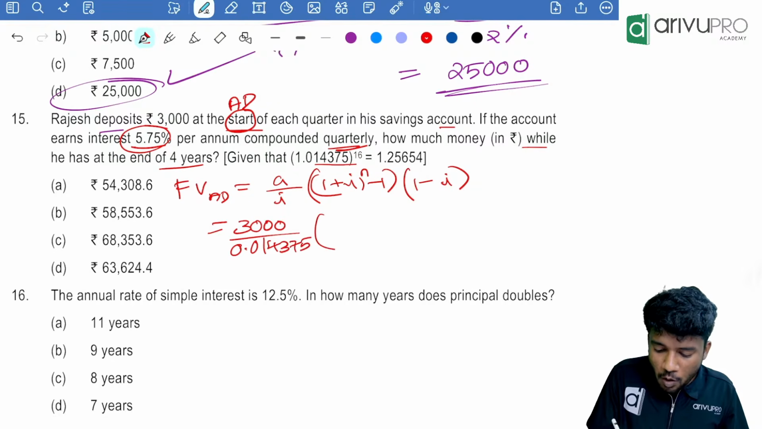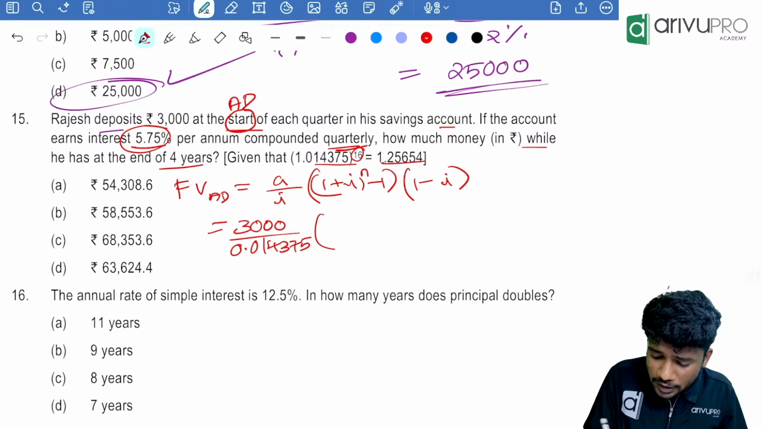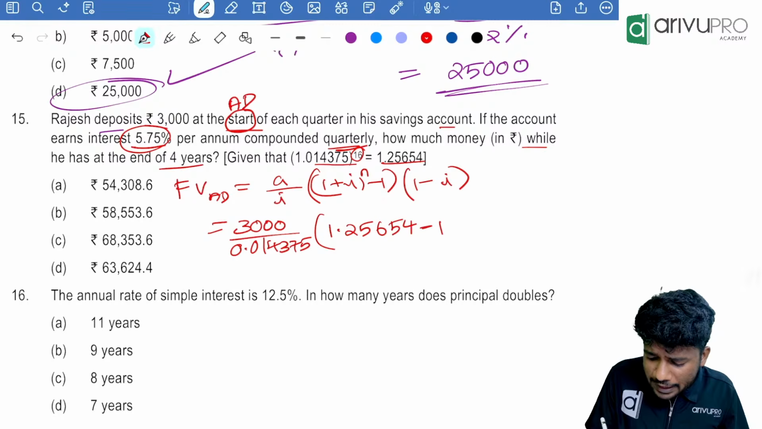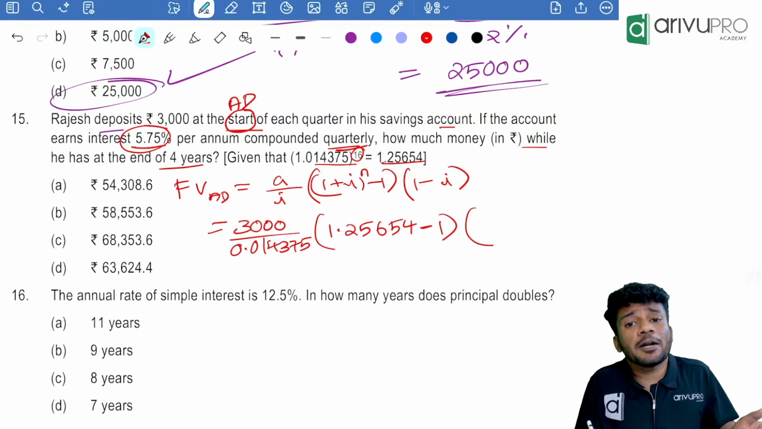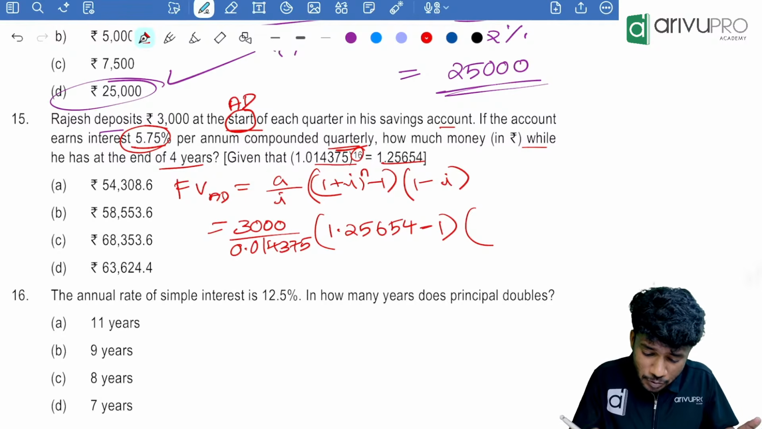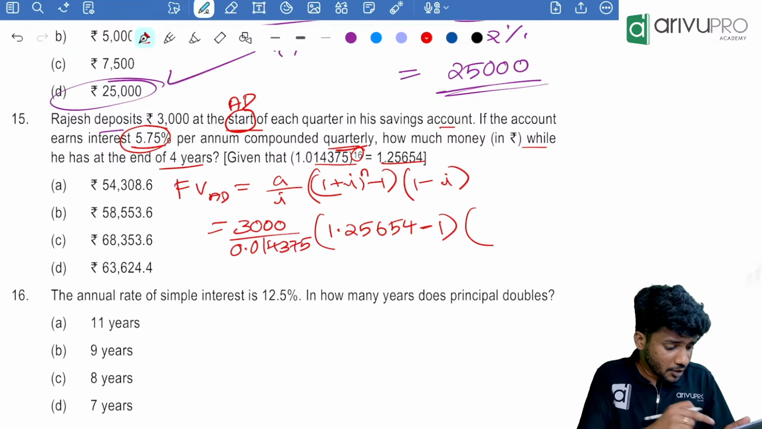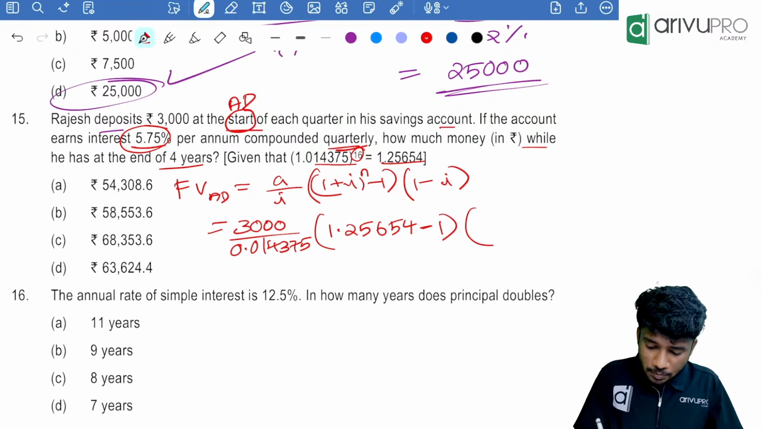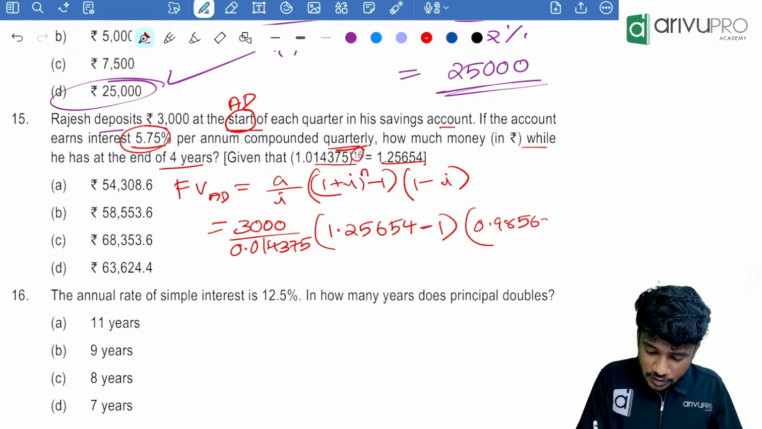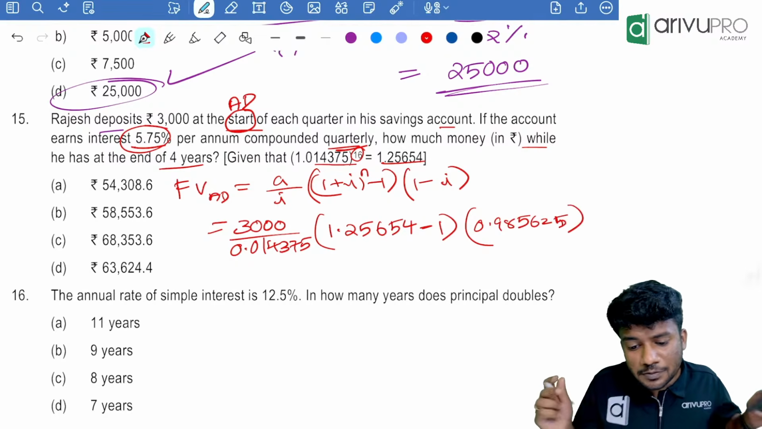0.01375 into 1 plus I the whole power 16 is already given. You can write that value, 1.25654 minus 1, then multiplied with 1 minus I. 1 minus I is how much over here, people? That is nothing but, you can change it and you can click plus 1, which is equal to 0.985625. That means this much is the case.